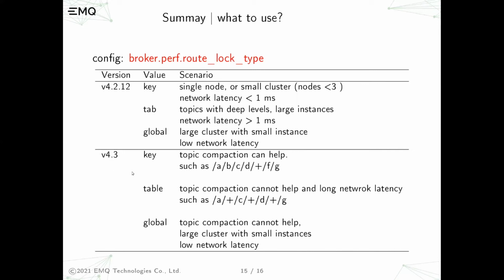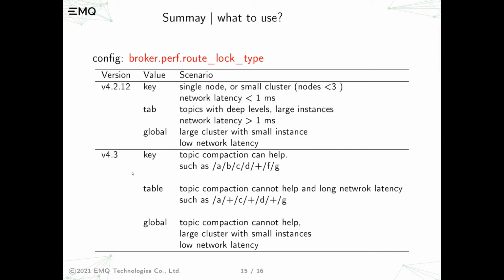Okay, for 4.3, I think the default configuration key lock here can cover most of the scenarios. But only if you have very long network latency, I would suggest to use table lock. But usually, how long is the network latency? I guess it must be about 2 milliseconds or so.